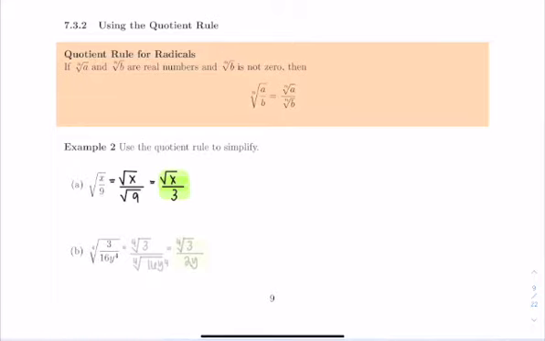Let's go ahead and try another one. We have the fourth root of 3 over 16y to the fourth. So same idea, we're going to split this into two separate fourth roots. And so we have the fourth root of 3 all over the fourth root of 16y to the fourth. I can't simplify the numerator, but I can simplify the denominator. So we end up with the fourth root of 3 on top, and on the bottom we end up with just 2y.